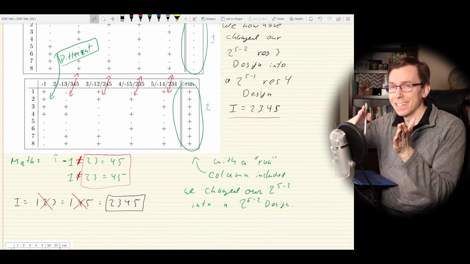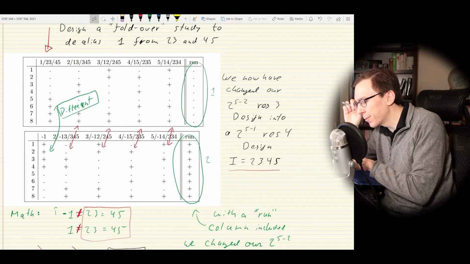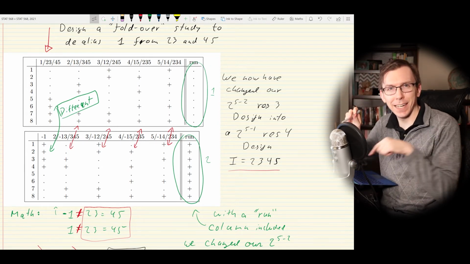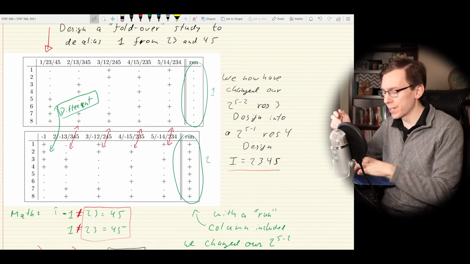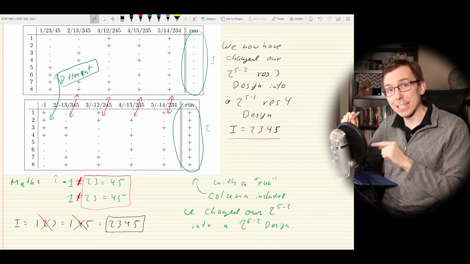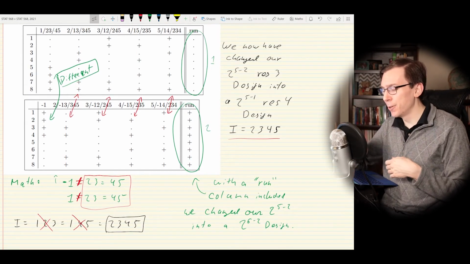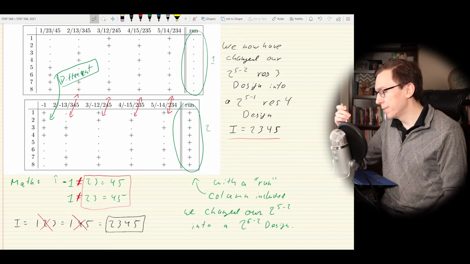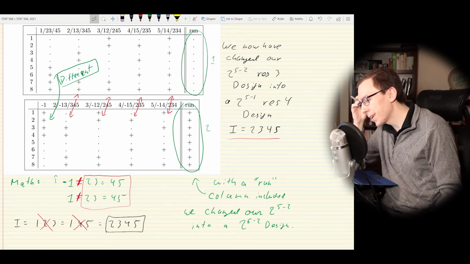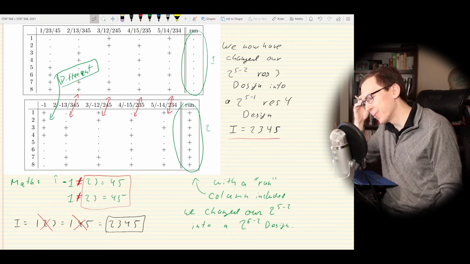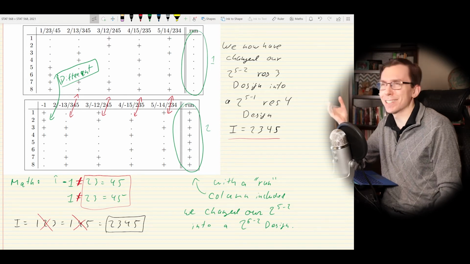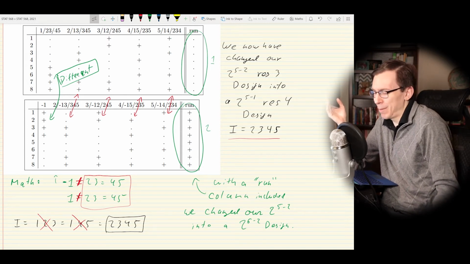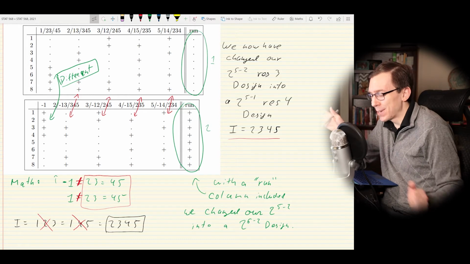You collect 8. You look in your 8 and you say, okay, which one of these looks significant? And then based on that significance, you do a follow-up or a fold-over design that will target that specific term, like I did here with factor 1. I could have done the same thing with factor 2 or 3 or 4 or 5, for example. Though I guess in this case, if we target factor 1, we've already changed everything to a resolution 4, so it's probably good enough to just do it that way.